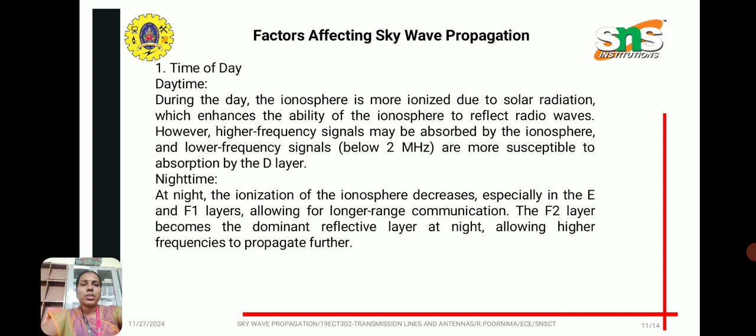So next, these are the factors affecting skywave propagation. The first one is the time of day. During the daytime the ionosphere is more ionized due to solar radiation, which enhances its ability to reflect radio waves. However, high frequency signals may be absorbed by the ionosphere, and low frequency signals are more susceptible to absorption by the D layer. At night, the ionization decreases, especially in the E and F1 layers, allowing for longer range communication. The F2 layer becomes the dominant reflective layer at night, allowing higher frequencies to propagate further.